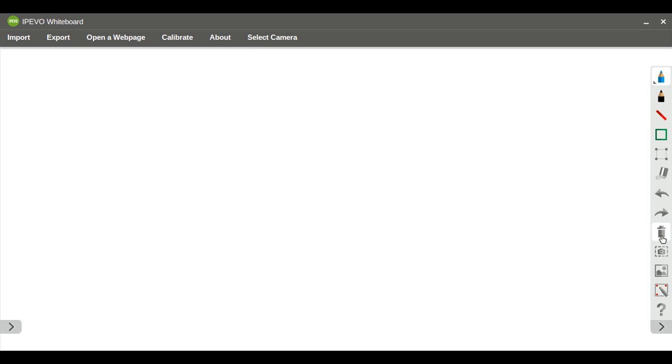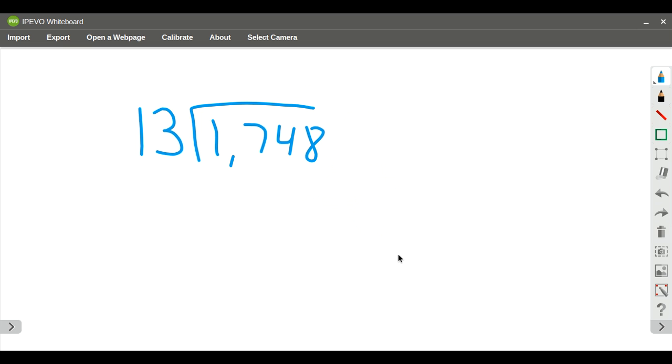All right, so the last problem that I'm going to do is 13, and I'm going to divide that into 1,748. So I look to see where I'm going to place my digit first for my quotient. 13 can't go into 1. 13 can, however, go into 17. So the hundreds place value, so I'm going to have a 3-digit quotient. So 13 goes into 17 one time. It's nice that 13 is less than 17, so it makes it easy.